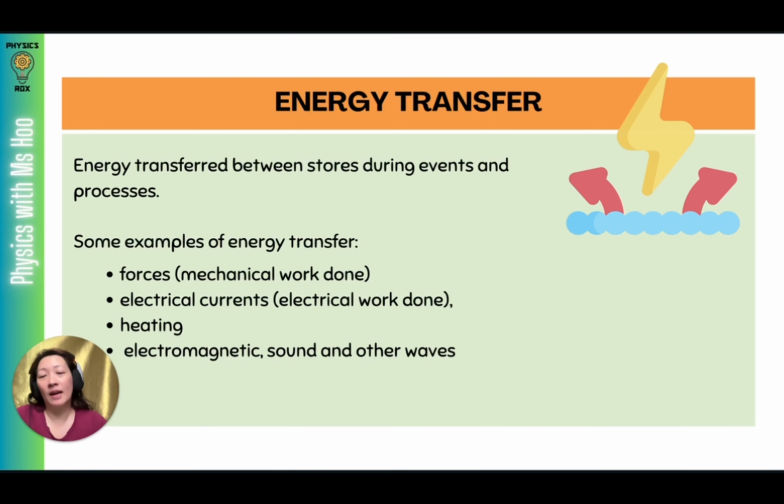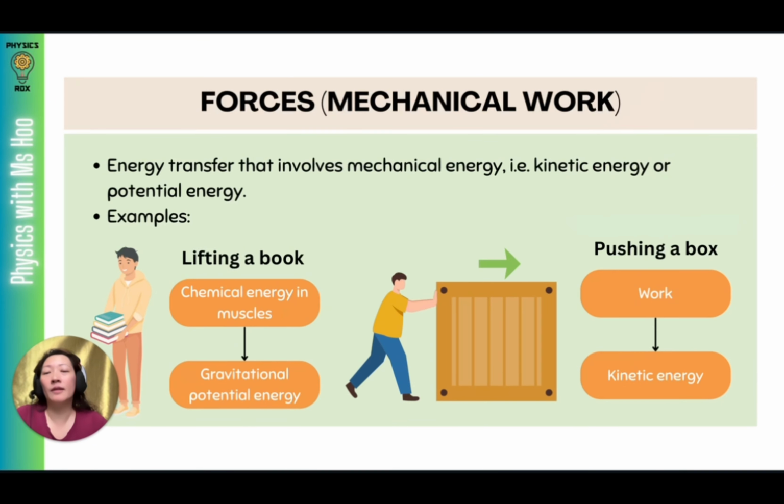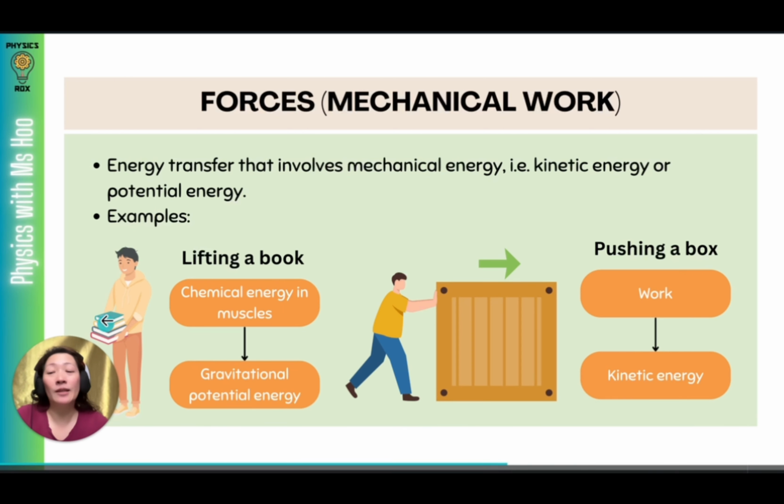Let's take a look at some examples of each of these forms of energy transfer. So let's start first with forces or mechanical work. This energy transfer involves mechanical energy, usually kinetic energy or potential energy. For example, if you were to be lifting a book, there is a conversion of energy from chemical energy in the muscles to gravitational potential energy gained by the book.